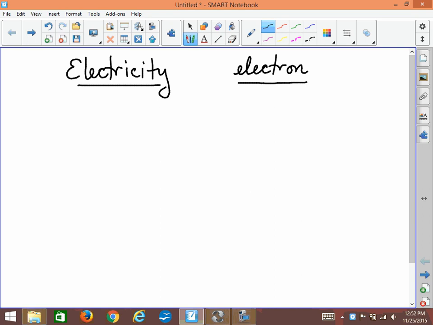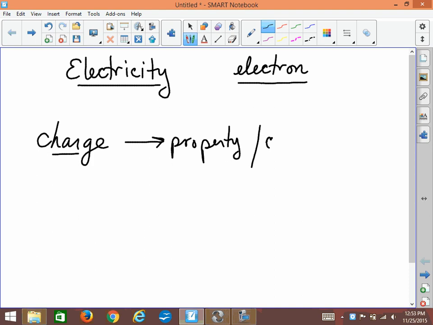So why is the electron so important? I mean, we kind of know that there are some basic ideas about electricity. The most basic is the idea of charge. So first let's talk about that. Charge is a property, or you want to call it a characteristic, of objects. That basically is what gives something the ability to be electric or do things that are explained through electricity.